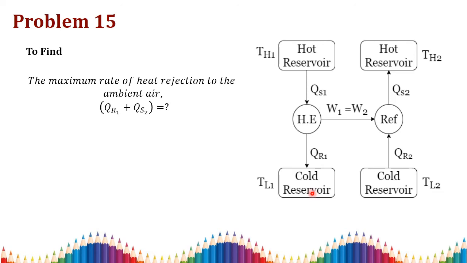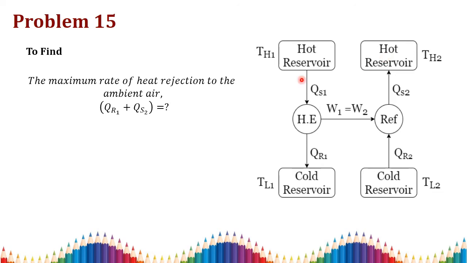Then the refrigerator will run by the work done which is supplied by the heat engine. Whatever work done is produced by the heat engine will be given to the refrigerator. That's what I am writing: heat engine output as work done 1, which is equal to work done 2 here. That is the heat taken from the refrigerated space. The refrigerated space TL2 value is also given in the problem. Here the heat is taken away from the refrigerated space by the refrigerator and supplied to the atmosphere. So here the heat is rejected to the atmosphere.